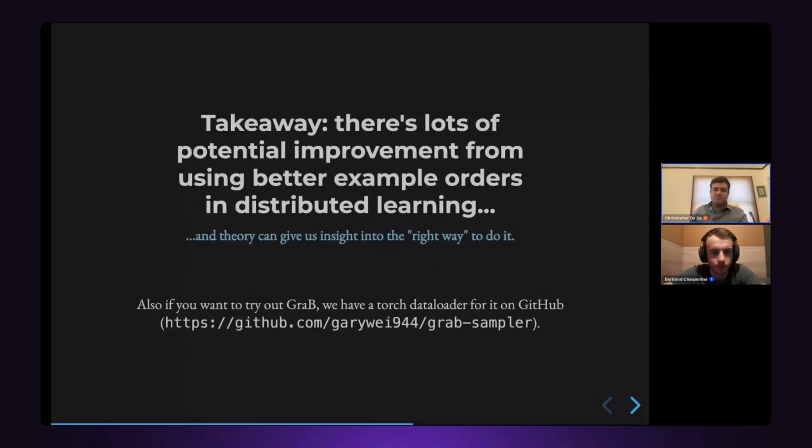Great. So lots of potential improvement from example orders. And you can find it on GitHub. It's available if you're curious to use GraB.